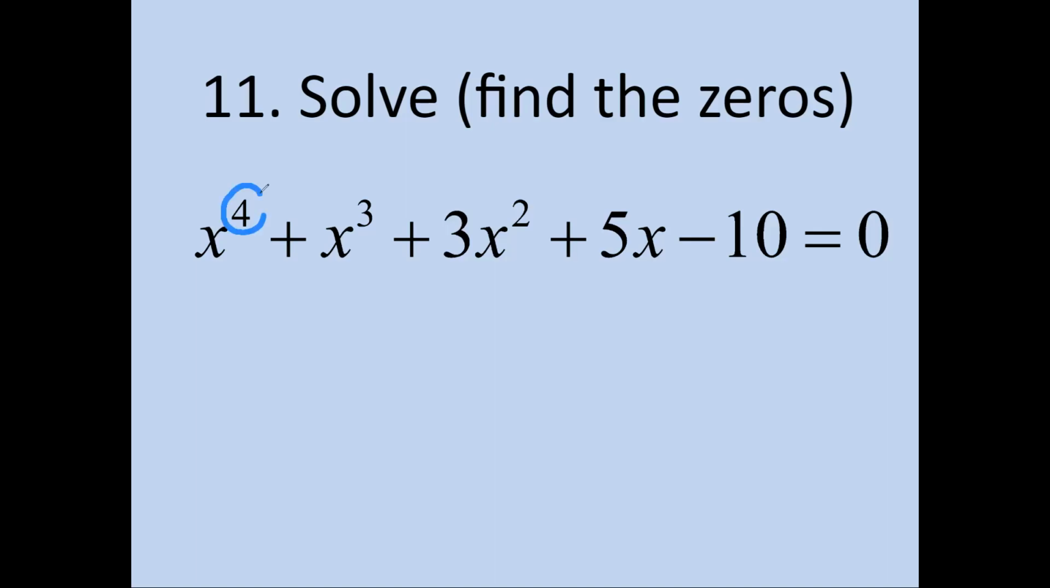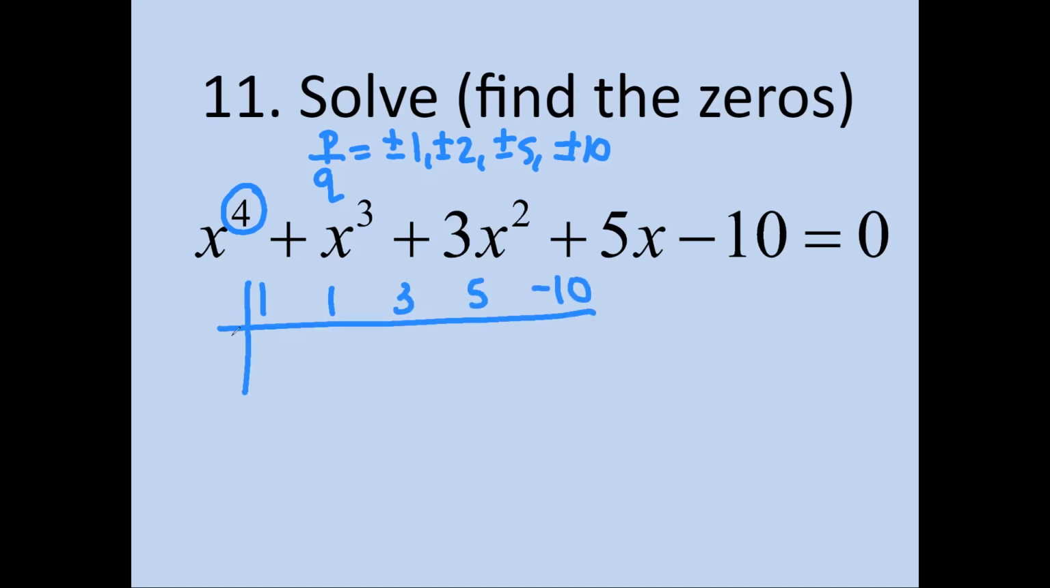So we should be getting 4 solutions since this is degree 4. My p over q, my p is 10, so it's going to be plus or minus 1, 2, 5, 10 over my q, which is 1. So I'm going to have a 1, 1, 3, 5, negative 10. And let's say I start with 1, bring down my 1. 1 times 1 is 1, add it to 1, 2. 1 times 2 is 2, add it to 3, 5. 5 times 1 is 5, add it to 5, 10. 10 times 1 is 10, add it to negative 10, 0. So x equals 1 is an answer.